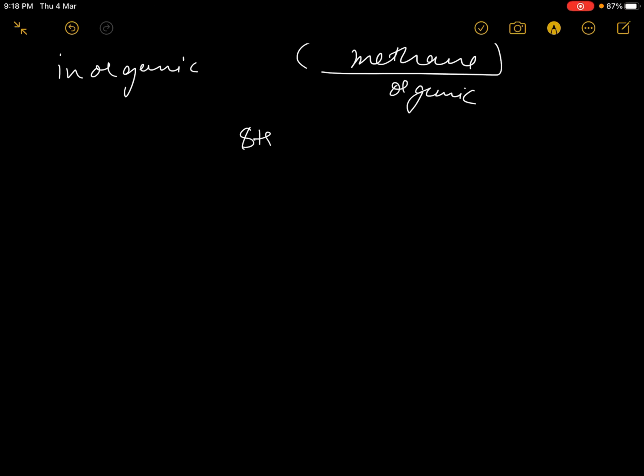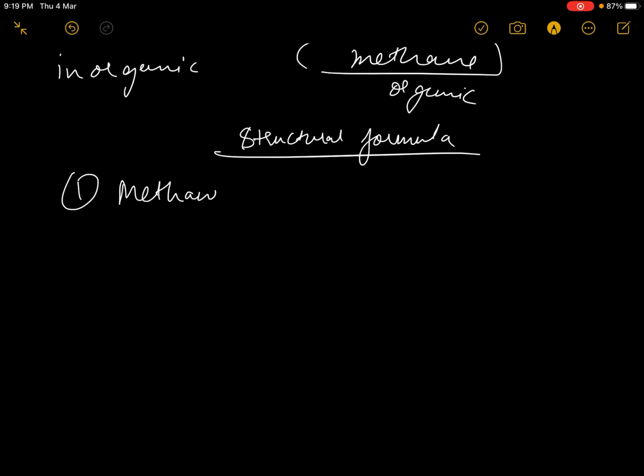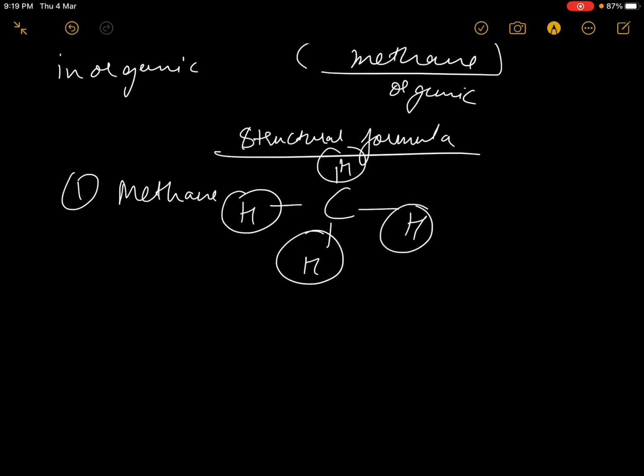There is the structural formula. In the structural formula, take an example of methane. There is carbon. It forms 4 covalent bonds with hydrogen, and this is the structural representation of methane.